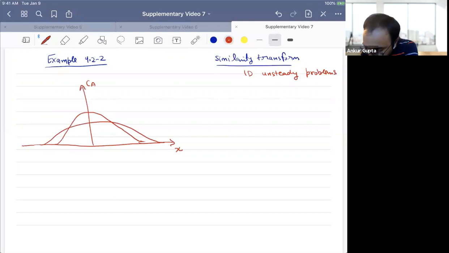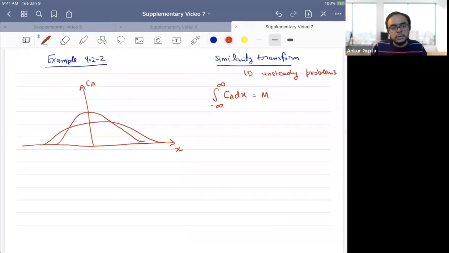So we have been told that the integral of Ca dx from minus infinity to infinity is constant, equal to m. This has been given in the problem. And what we have been asked to do is find the concentration profile as a function of x and time. So there are two variables. It's an unsteady problem. As the time increases, initially it was a narrow peak, it starts to diffuse out and it starts to become broad. So this is the problem that has been given to us to solve.